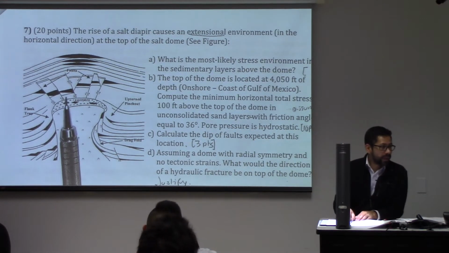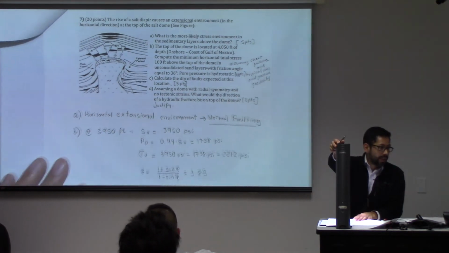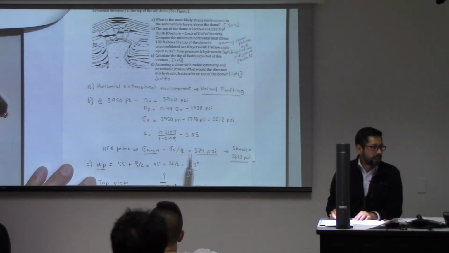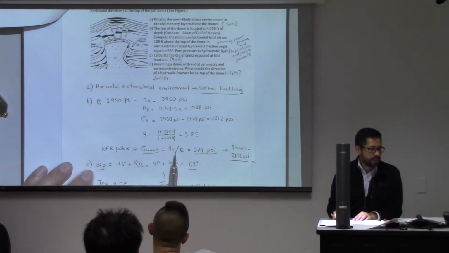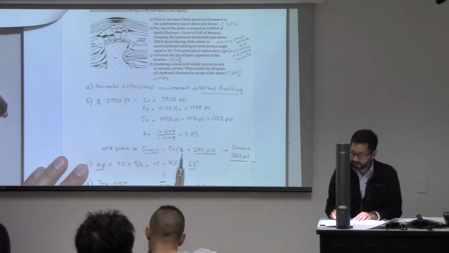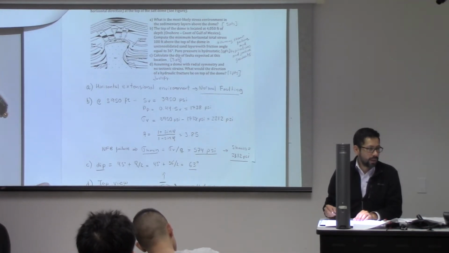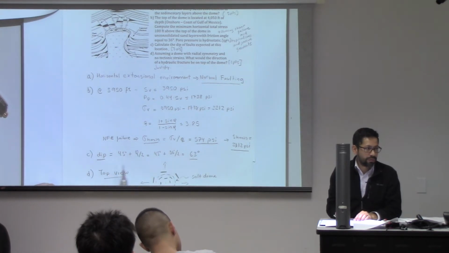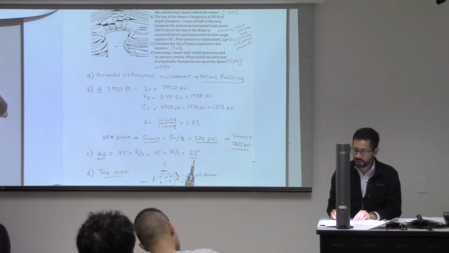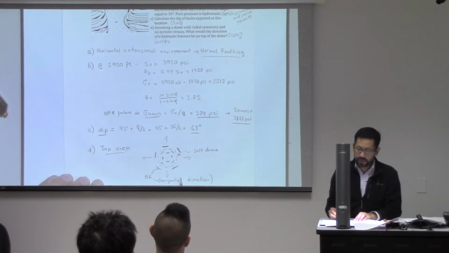And what is the value of that horizontal stress, which, if this is a compression, is going to be the value of the vertical stress, effective vertical stress, divided by this friction and isotropy coefficient. And in this case, it's this number. And the dip of the faults will come straight out of the friction angle. And the last part is that you're looking from the top.